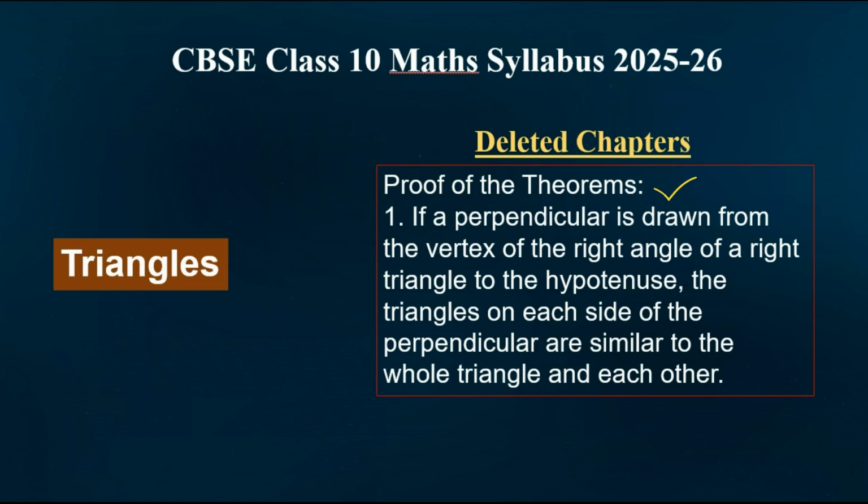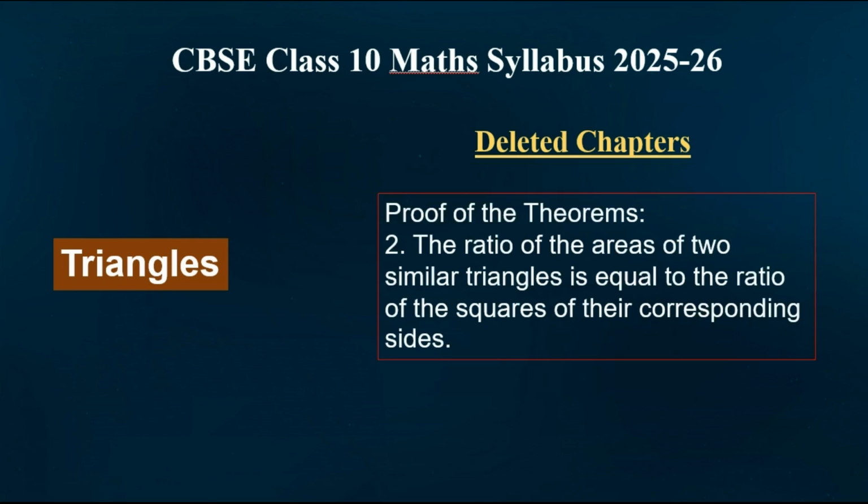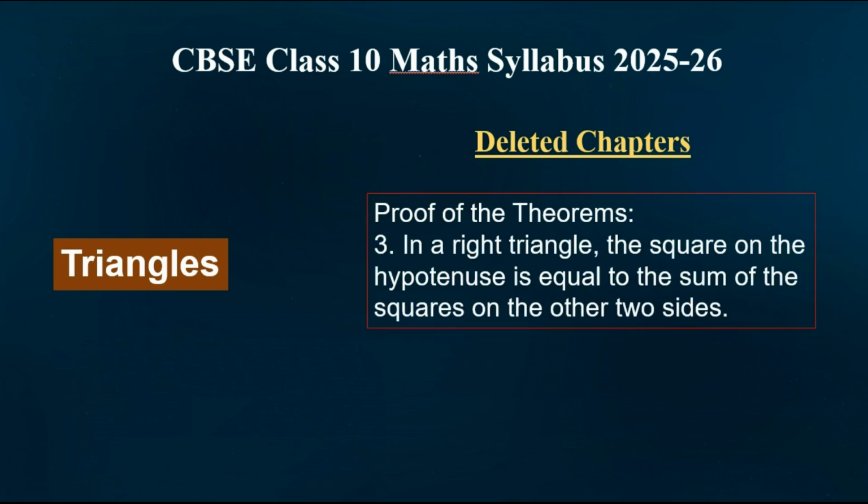If a perpendicular is drawn from the vertex of the right angle of a right triangle to the hypotenuse, the triangles on each side of the perpendicular are similar to the whole triangle and to each other. Second, the ratio of the areas of two similar triangles is equal to the ratio of the squares of their corresponding sides. In a right triangle, the square on the hypotenuse is equal to the sum of the squares on the other two sides.